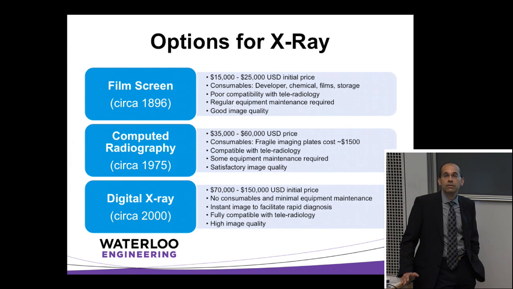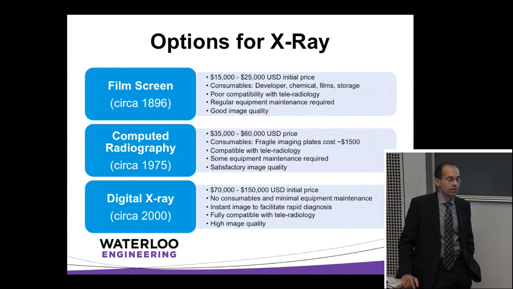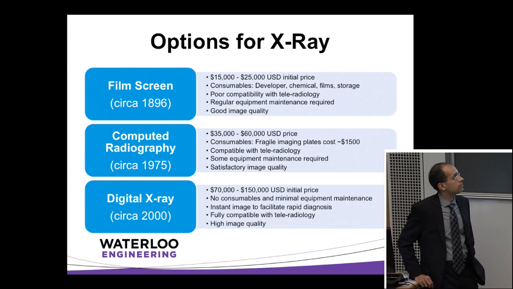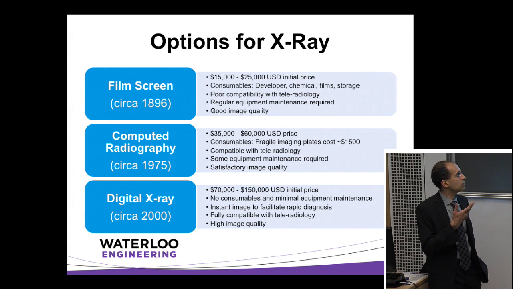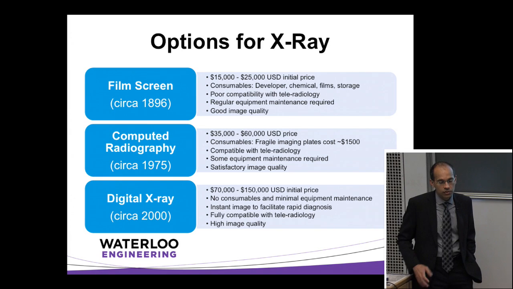The neat thing there is, of course, now I don't have a consumable, right? I don't have film, or at least my consumable is a little less consumable because the plates last a lot longer than the single-use films. So the entry point is a little bit higher because you need this reader technology, so it's $35,000 to $60,000. The plates are fragile, so that's one issue.